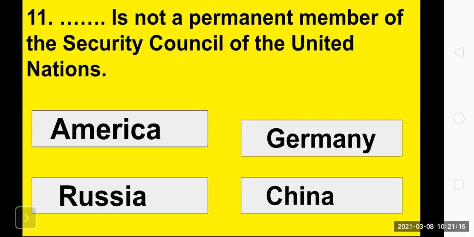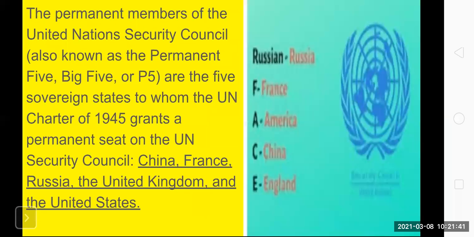The next one: which is not a permanent member of the Security Council of United Nations? So the options are America, Russia, Germany, or China. So we have to give the answer. First of all, we have to know which are the permanent members of the Security Council. So the permanent members are Russia, France, America, China, and England. So these are the 5 permanent members.